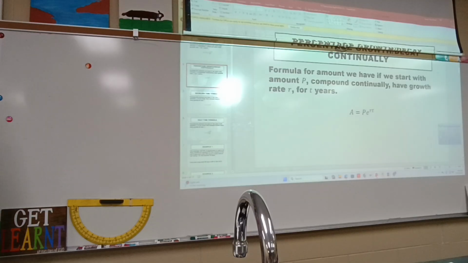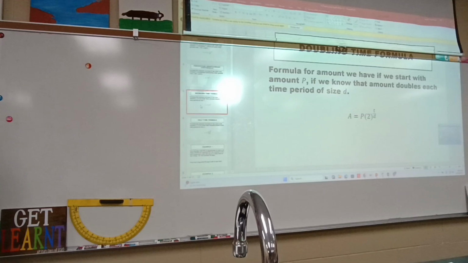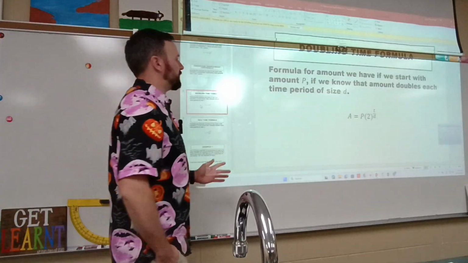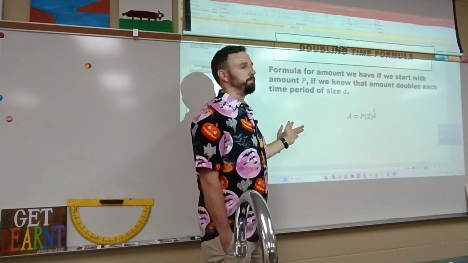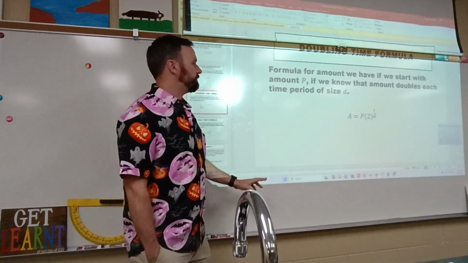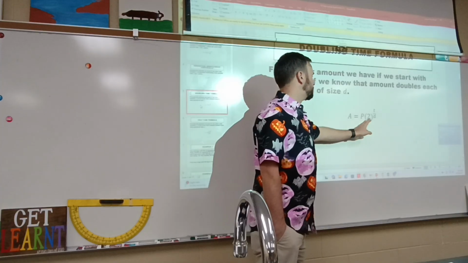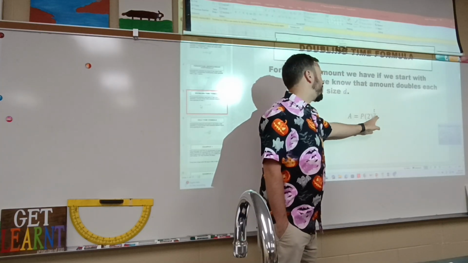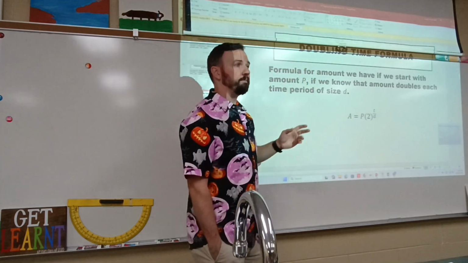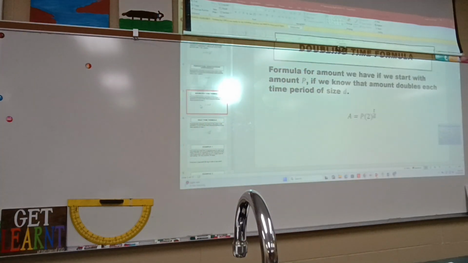We're going to introduce 2 new ones to you that are actually very prevalent in the science fields. One is doubling time. How long does it take for something to double? So all you do, you have an initial. Doubling means you times it by 2, and then it's time divided by the doubling time. How many days will it take to double?